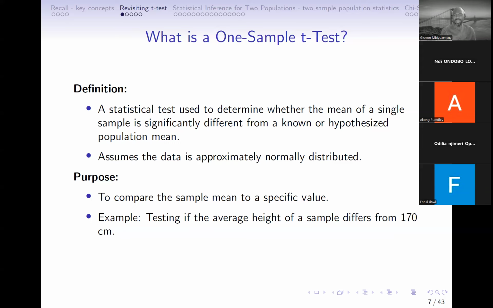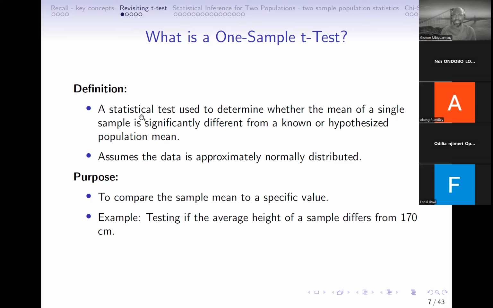Then how do we determine whether the mean of our single sample is significantly different from a known or hypothesized population mean? Our hypothesis is building on a claim about the population. But in practice, we only have a sample of the population. And then we are asking ourselves whether the mean of that sample in some way can be the case for the population. In a very simplistic way, given the mean of the sample, is it the same mean for the population?